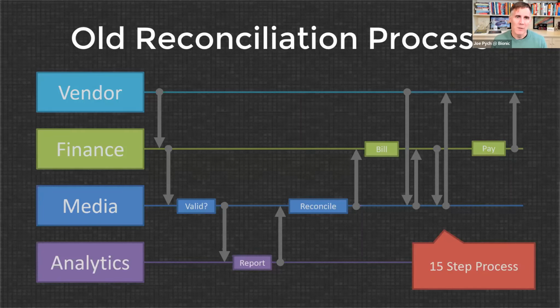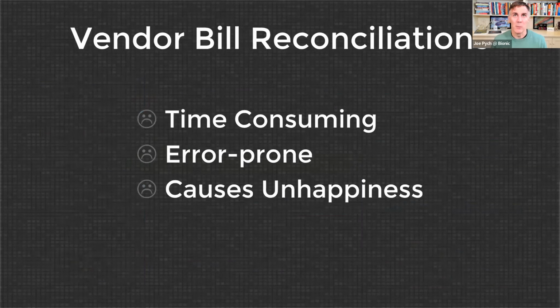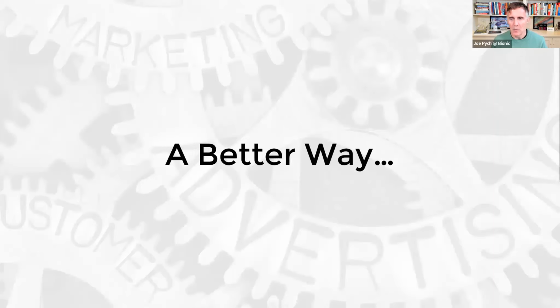When we talk to agencies, it's one of the things they hate the most. It's a very time-consuming task. It's error-prone. It's something that you need to get just right. Sometimes you're operating on incomplete information. And it generally causes unhappiness at a lot of agencies. So we all think, there's got to be a better way. We're using these computers here. How can we make this better?